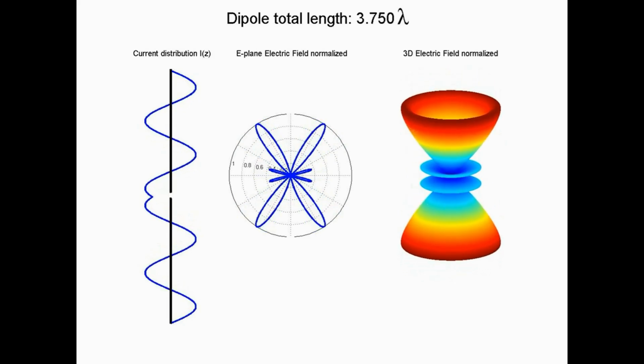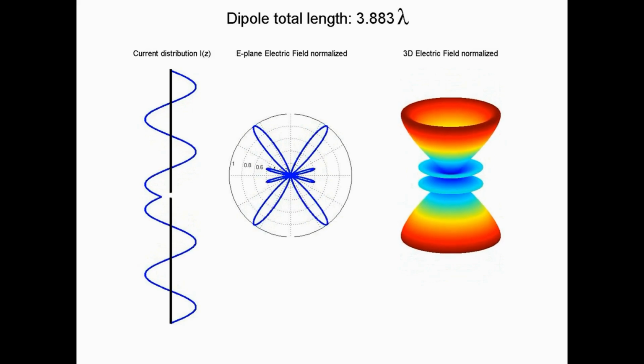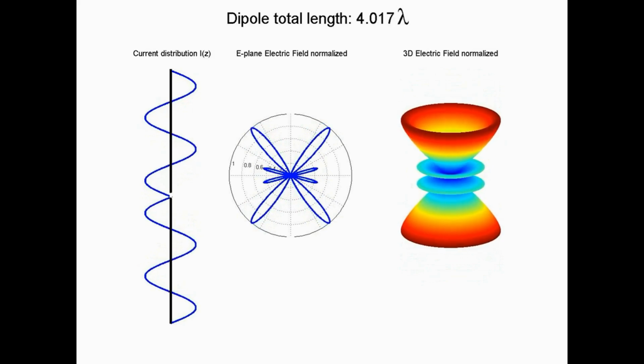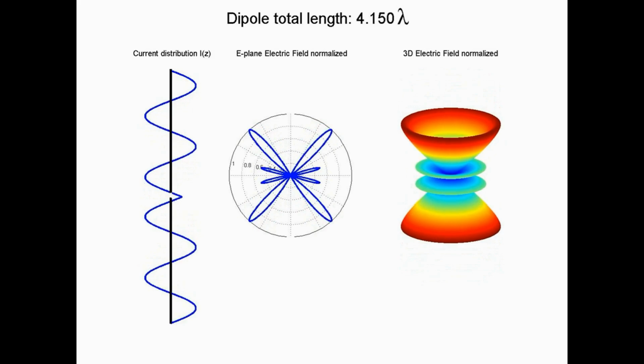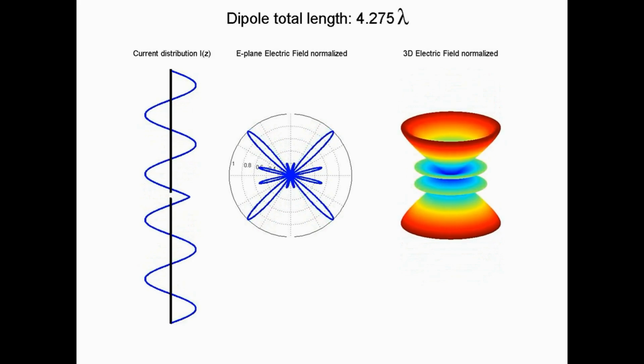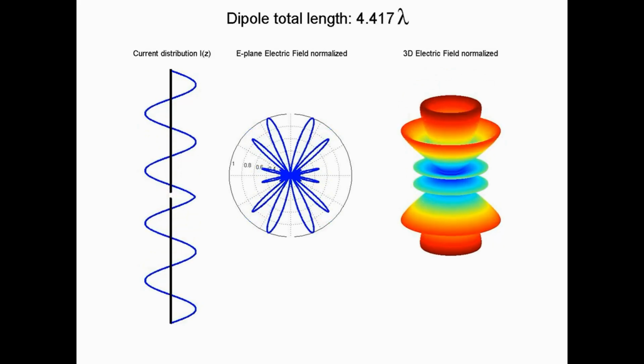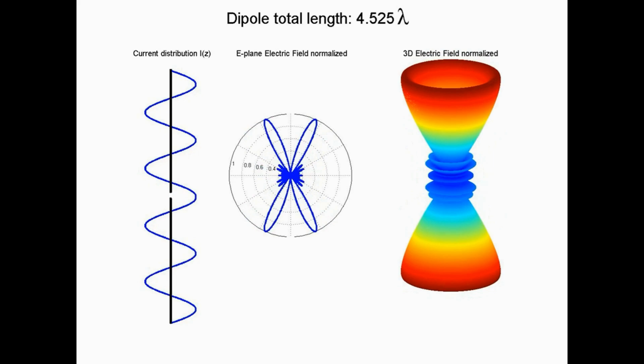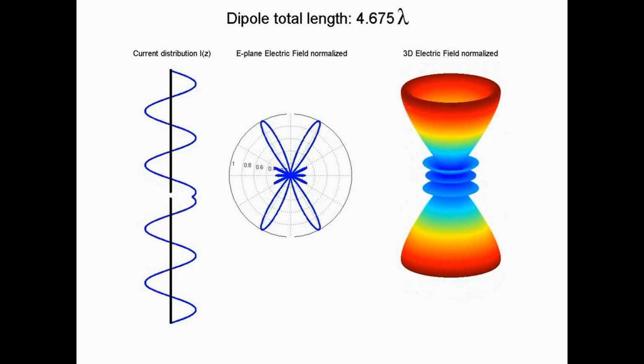This visualization clearly shows how the current distribution along a dipole determines its radiation characteristics and how increasing the electrical length transforms the radiation pattern from a simple broadside structure into a complex multi-lobed field distribution.